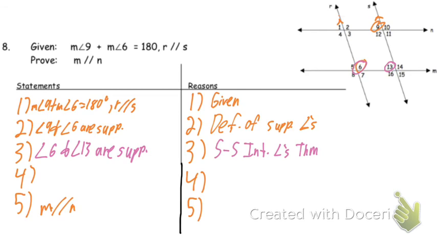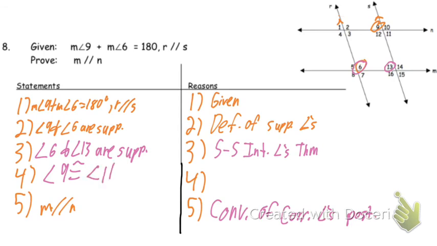For reason 5, we're probably going to use the converse of the corresponding angles theorem, or corresponding angles postulate. Excuse me, this one's a postulate. And that probably means step 4 is going to be something about angles 9 and 13 being congruent. Is there another way we can know angles 9 and 13 are congruent, besides them being corresponding angles, which we can't use right now?